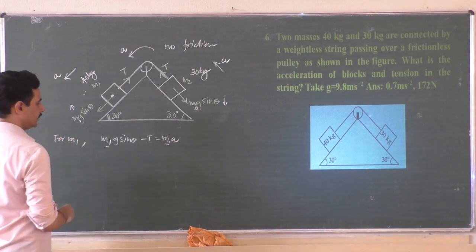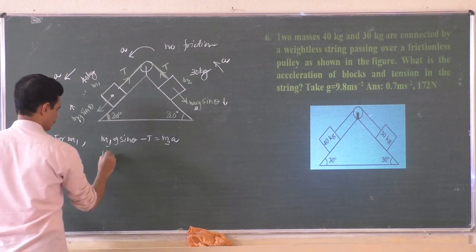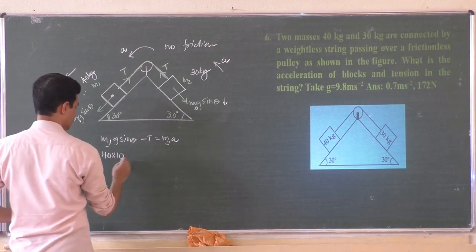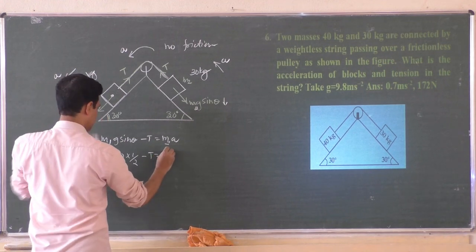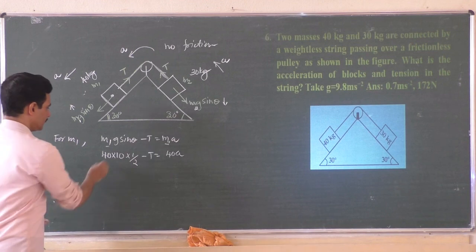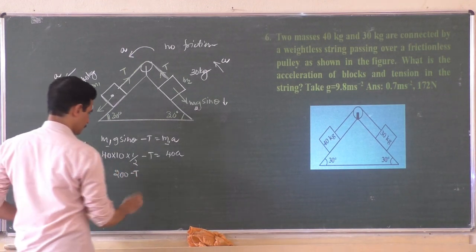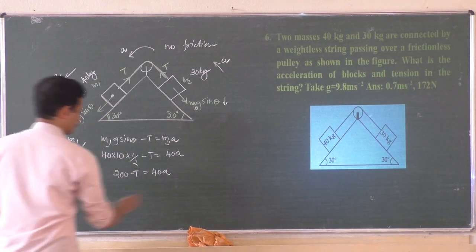Shall we substitute now? Let's substitute later. We will put 40, g as 10, and sin theta is half, minus tension is equal to 40, sorry, 40 into A. What is this? This is 20, so 200 minus T must be equal to 40A. This is equation 1.